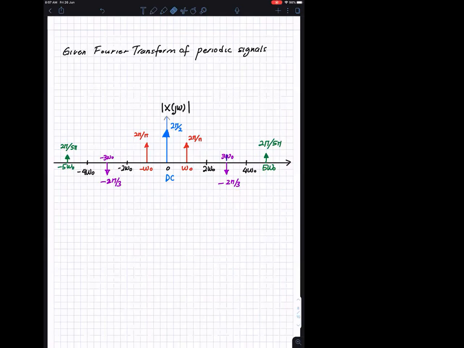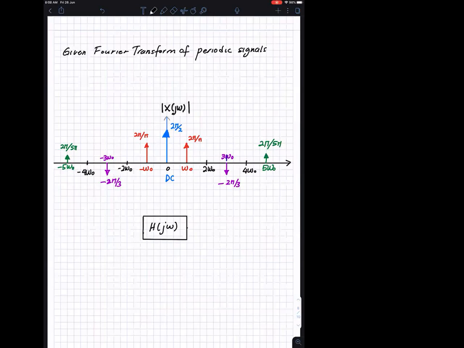So now what we're going to do is pass the signals through a filter H(j omega). Sir, for the right hand side, is that a negative 2 pi over 3, not a 2 pi over 3? Okay, it's 2 pi over 3. There's a typo here. Okay, plus 2 pi over 3 on the right side.